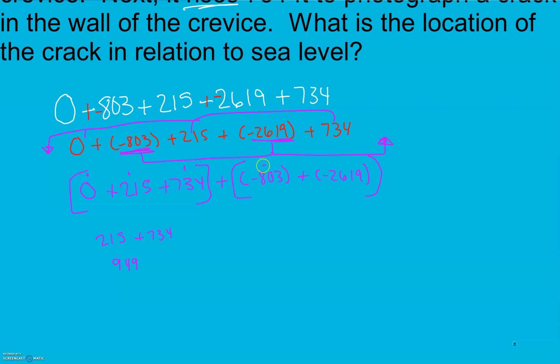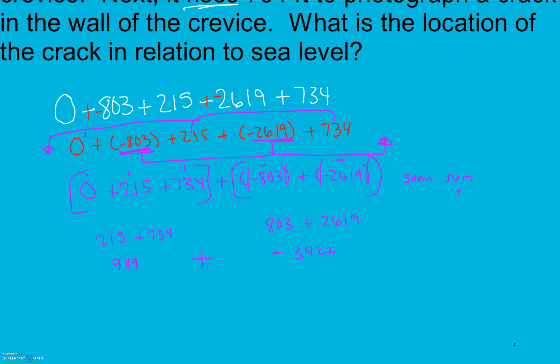I can do the same on the right side here. Since they're both negative, I have the same signs. So I'm going to find the sum. I'm going to add those up. And again, it's just our number parts. So I'm going to take 803 plus 2619. And here I'm going to get 3,422. Keep in mind, though, that because our signs were negative here, this is negative.